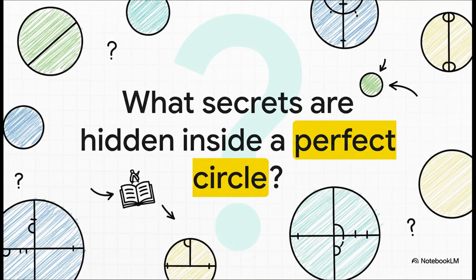So what are these secrets? Well, it turns out a circle is just packed with these elegant, totally predictable rules that govern every single line and angle. These rules are the secrets, and believe me, knowing them is a superpower.